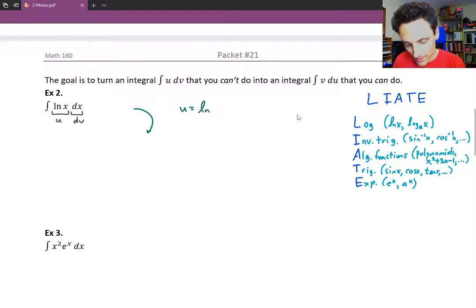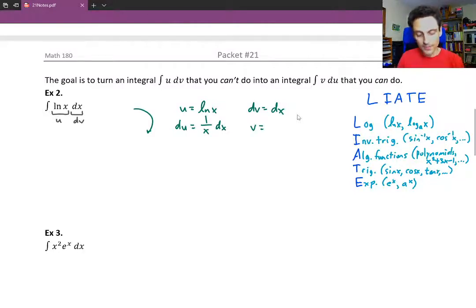Let's write u equal ln x, dv equals dx. Now we're going to take the derivative of u and we'll get 1 over x dx. And then integrate v, the integral of 1 is going to be x. Integral of 1 will be x. Now we're going to pull out of this integration by parts the right side of the integration by parts formula. We're going to have uv minus the integral of v du.